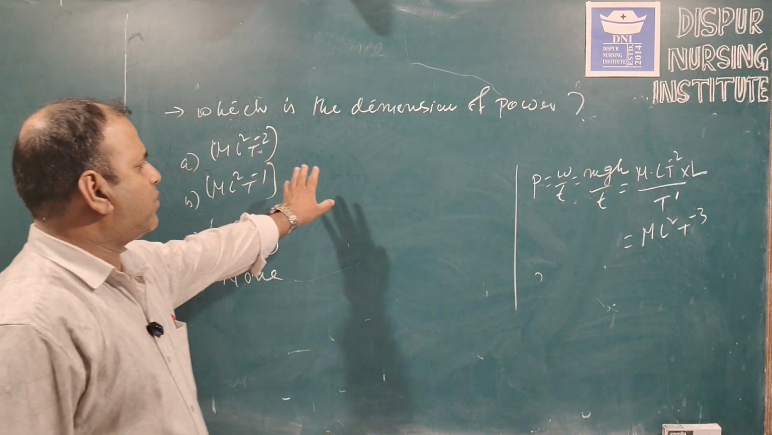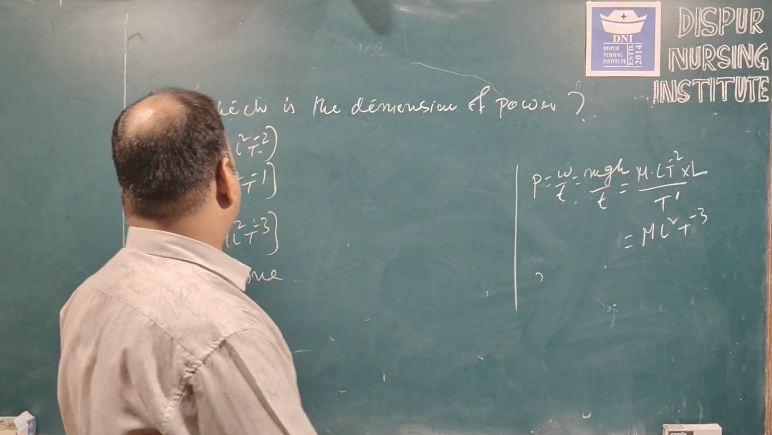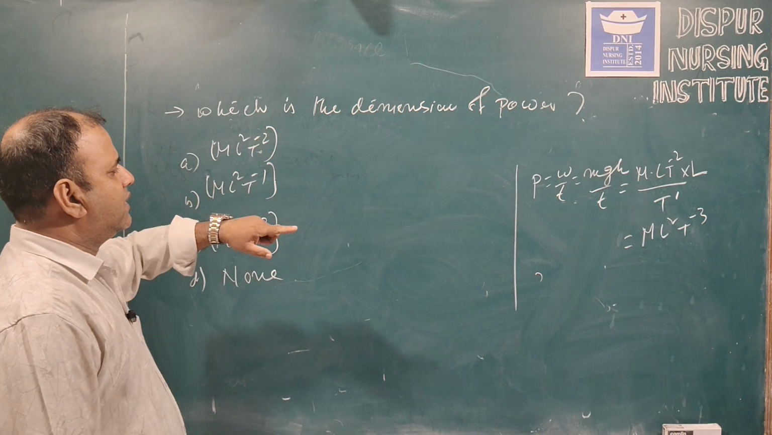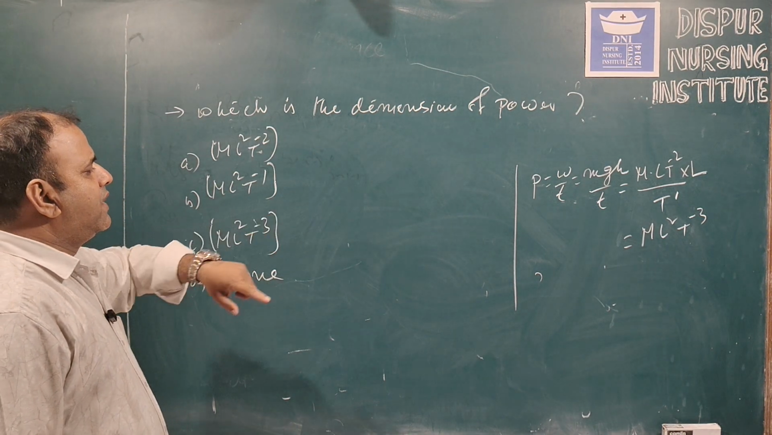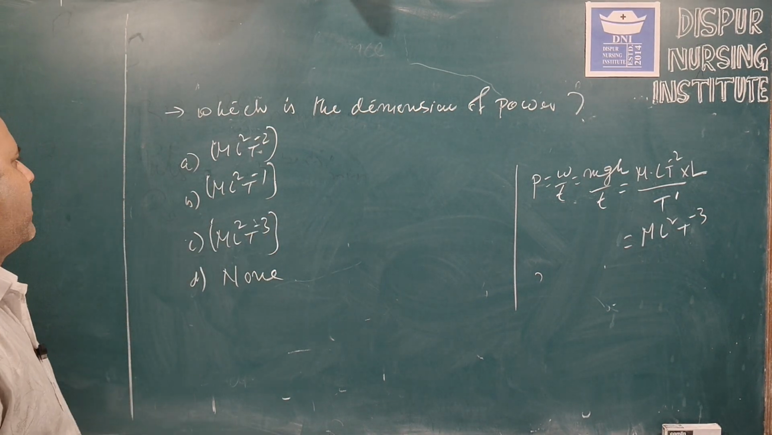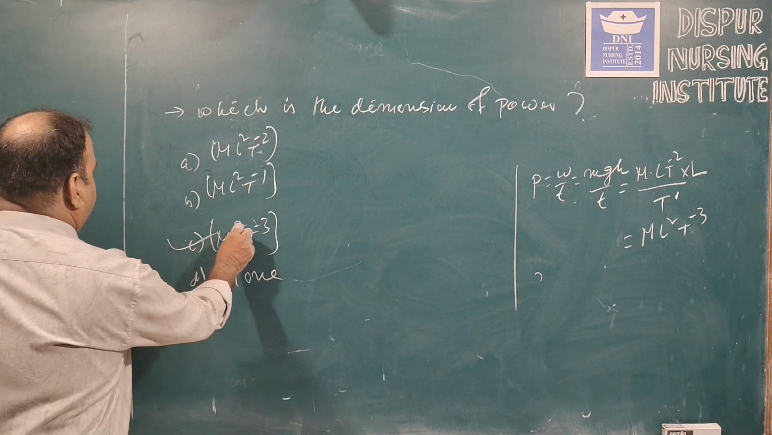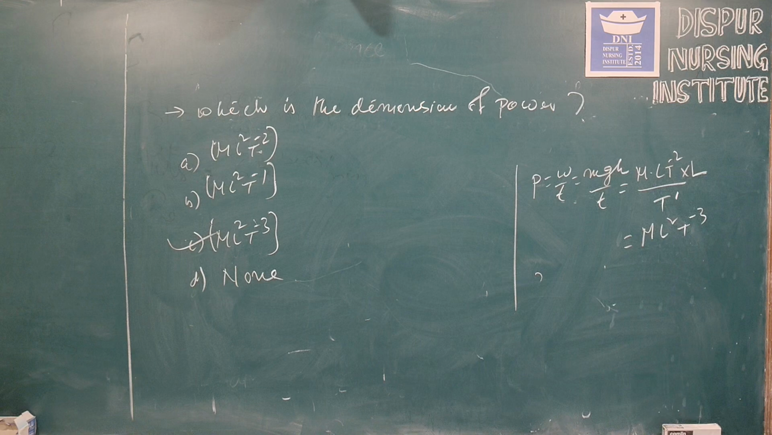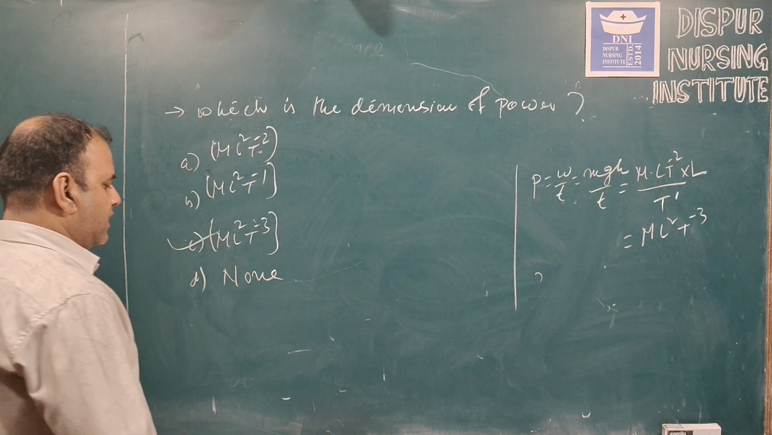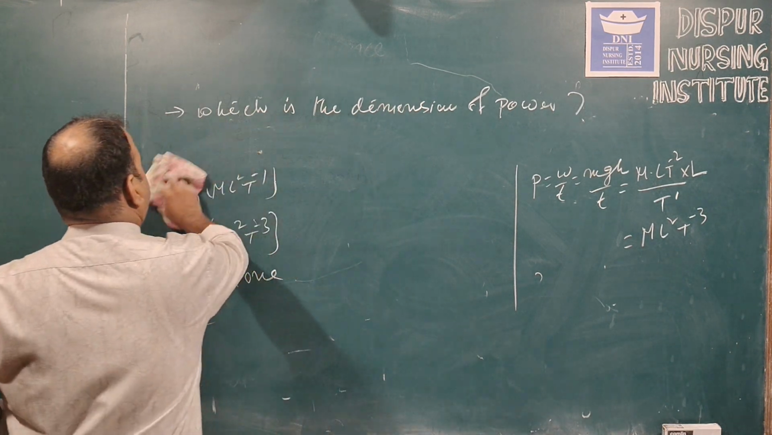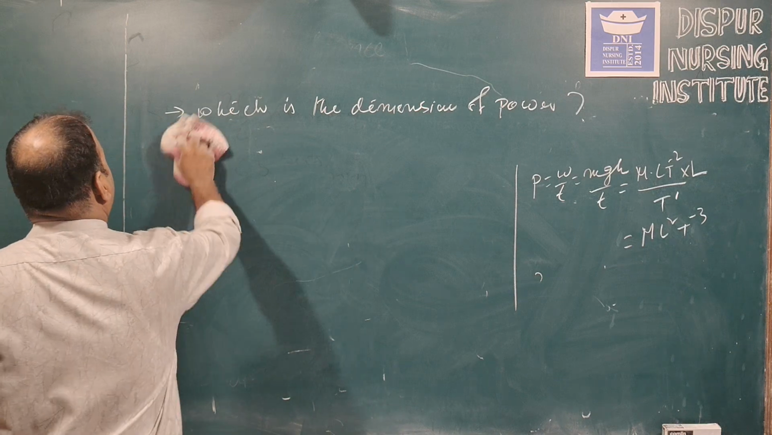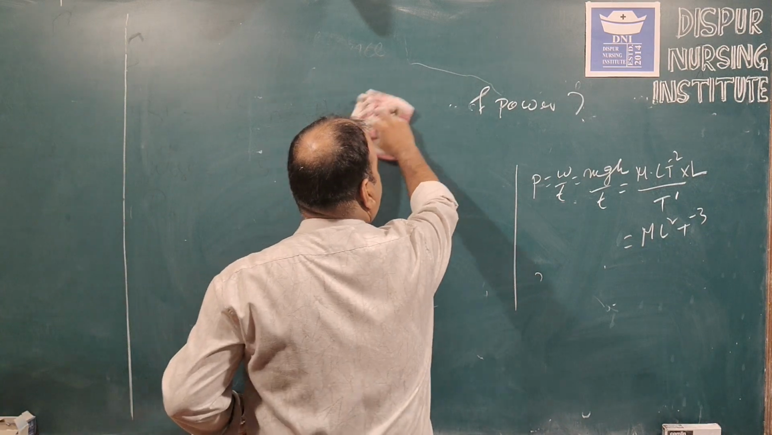So from the given question we can easily calculate the value of dimension in this way. The dimension of power will be m L square T to the power minus 3. So this is the correct option, option C is the correct option. You must know the formula as well as the unit, then only you can calculate the value of dimension.